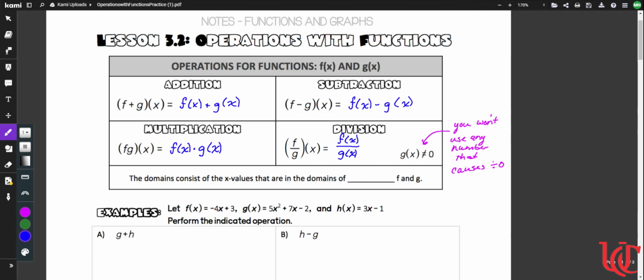Now, the last little bit, the domain consists of all the x values that are in the domain. So all of the values that we're allowed to plug in for the x's, so anything that we can use in the domains of both f and g.